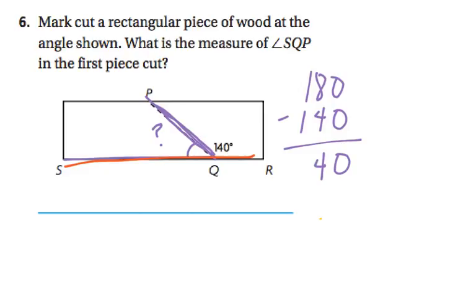All right, hopefully we realized that PQR and SQP were supplementary angles. So that meant that if you combine their two angle measures, you would get 180 degrees. So from there, we knew we could take 180 degrees and subtract from it 140 degrees, and that would give us our mysterious angle measure of 40 degrees.